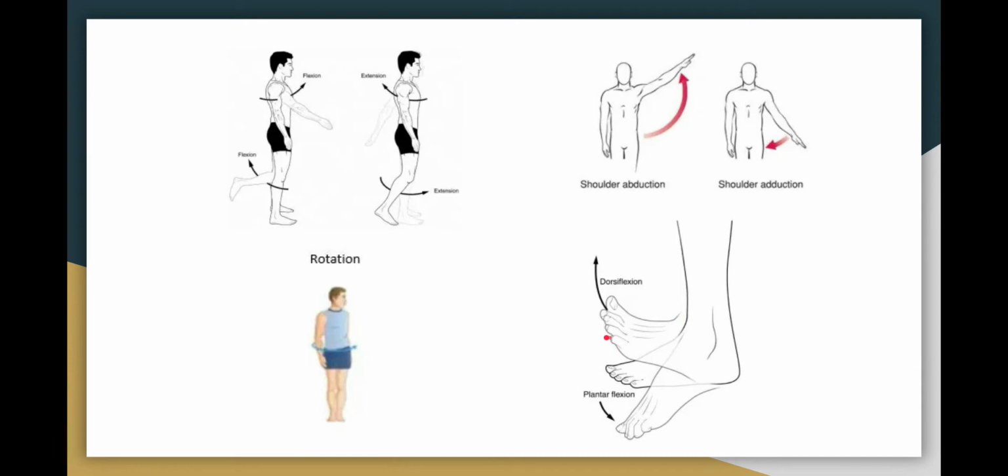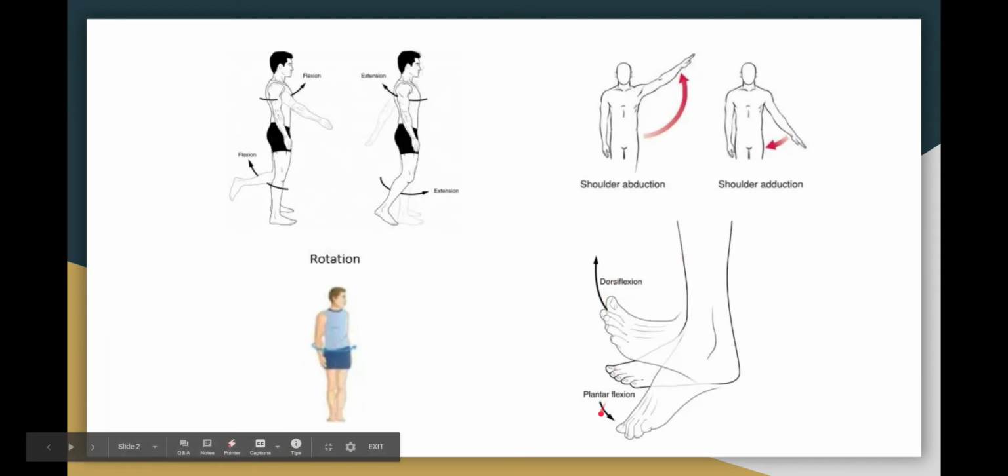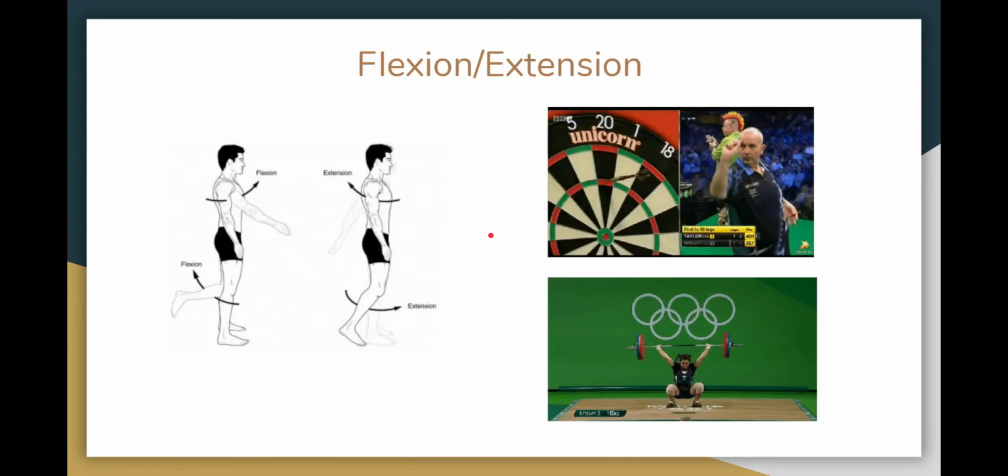Dorsiflexion is when you lift your toes up towards your shin, so the angle is basically narrowed at the ankle, and it's dorsiflexion. And then plantar flexion is when you push your toes down into the floor, and the angle is basically widened at the ankle joint. So a good way to remember this is planting your toes on the floor is plantar flexion. So if you go up onto your toes, it is plantar flexion.